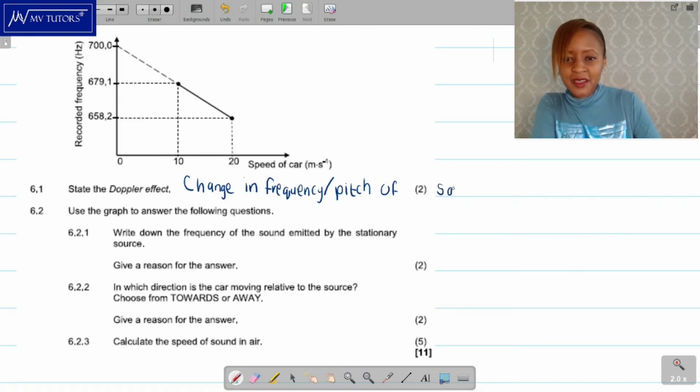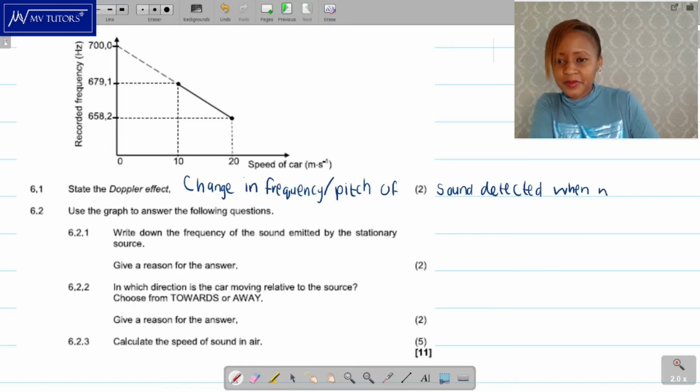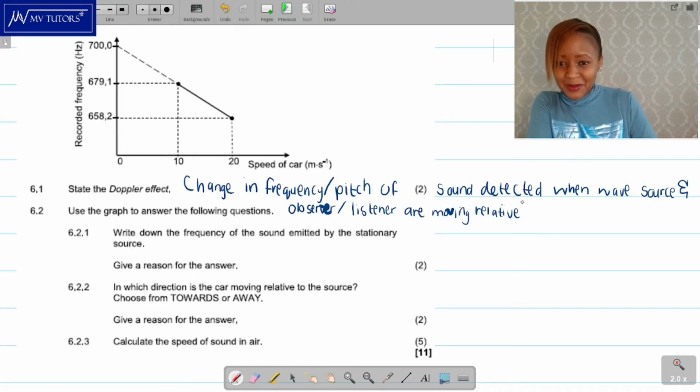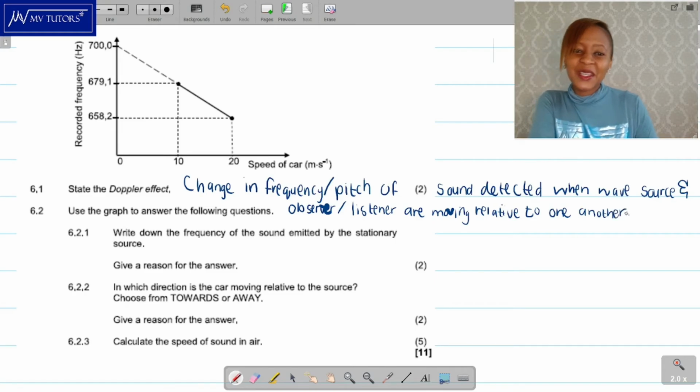I'm just gonna write on the side. Of sound detected when a wave source and the observer or listener are moving relative to one another. Oh gosh. But yeah, so that is that.